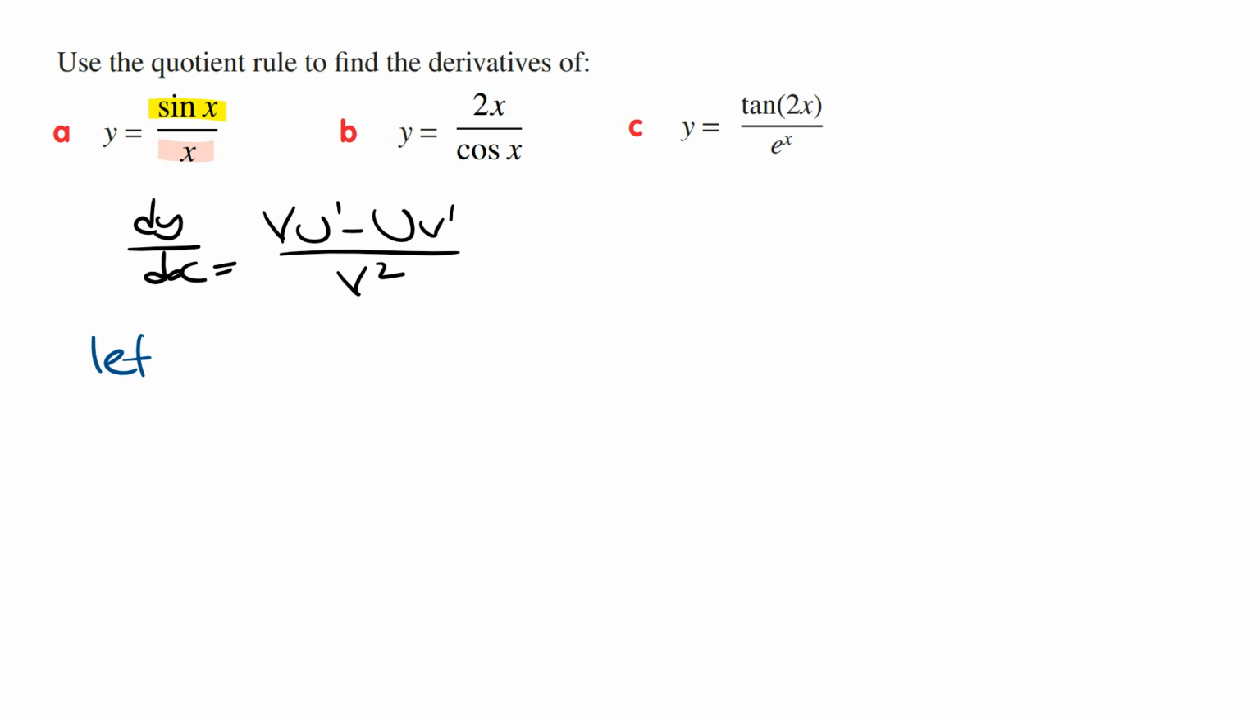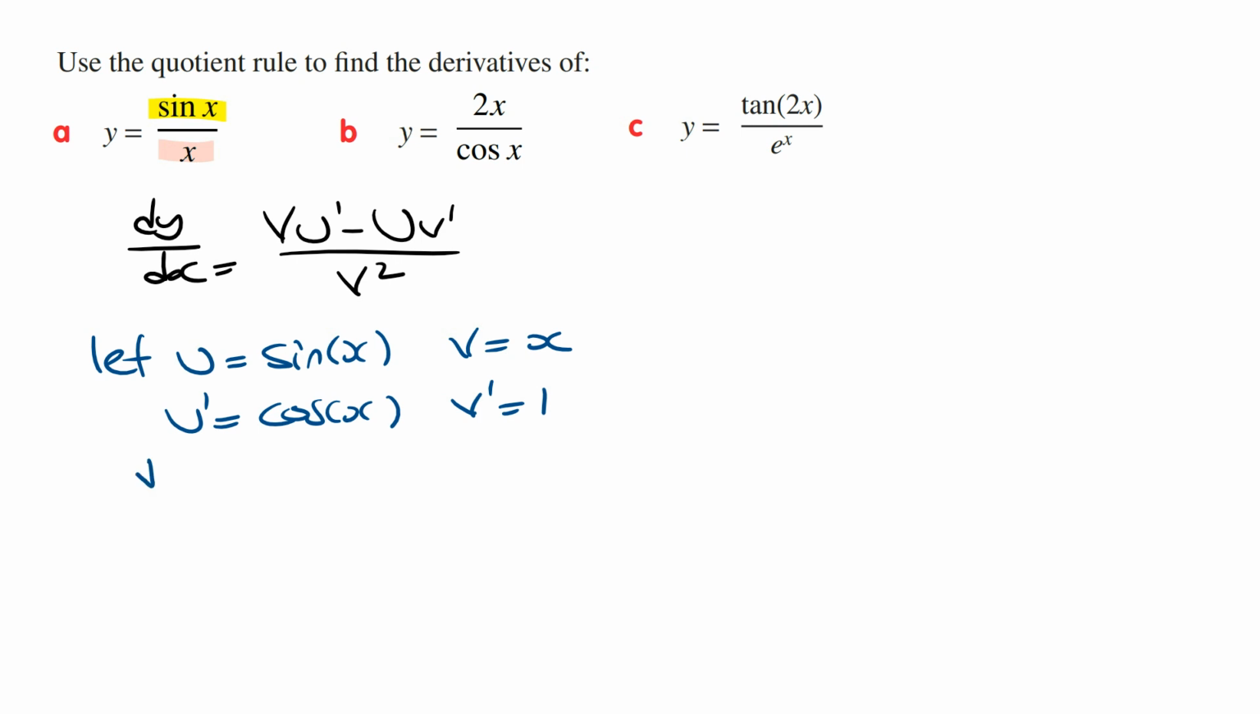And so for part A, we're going to let u equal sine of x. Differentiating this, u' is going to be cos of x. v is going to equal x. Differentiating this is going to be 1. From here, we sub these into the formula to work out dy/dx.